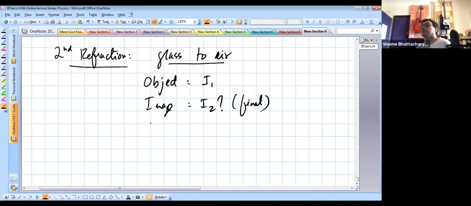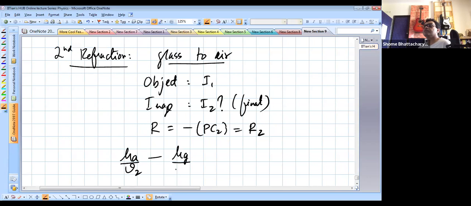And the radius will in my diagram be minus of PC2, but in general we'll write this radius as R2 with the proper sign depending on whatever kind of surface it is. Okay. So it will become mu2, that is refractive index of air divided by V, which is V2, let's say, minus mu1, which is refractive index of glass divided by V1. So because of this, we will have to take the object distance or object position as V1, and whatever sign the object position has in the first diagram, that sign will be carried over here. So it takes care of itself.